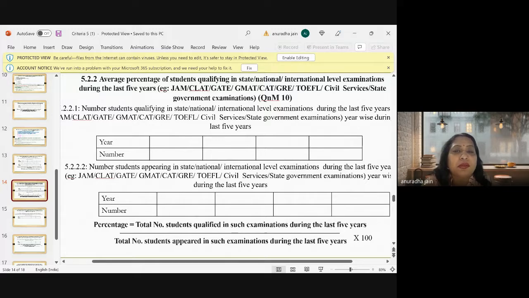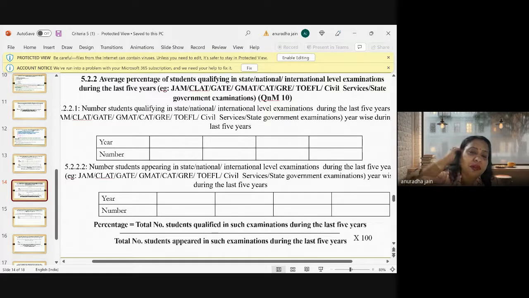In fact, you may lose. Suppose you have 50 proofs and you are writing that there are 100 students, and if they ask for any one student's proof and you are unable to produce it, then you will be marked 0 in the entire metric, even if all the other 50 are correct.